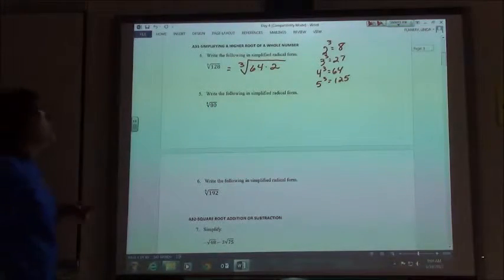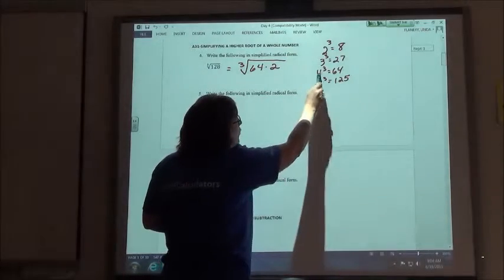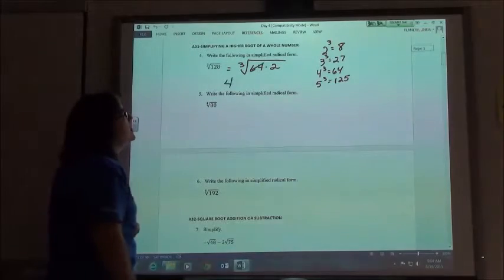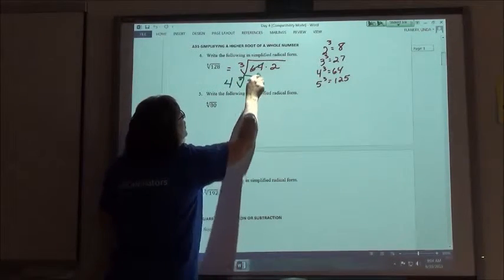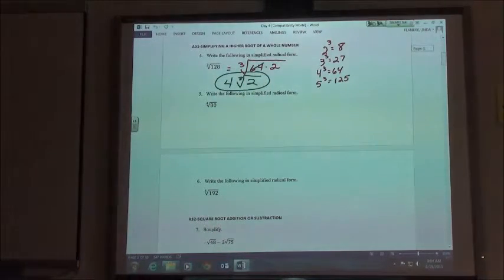I can then do the cube root of 64. The cube root of 64, since 4 cubed is 64, is 4. The 4 is going to go out in front. What I have left is the cube root of 2. So my answer, 4 times the cube root of 2.